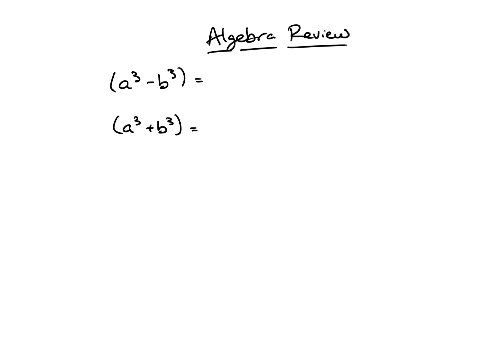And so I have a cubed minus b cubed. Does anybody remember what it factors to? It actually factors to a minus b, that quantity, times a squared plus ab plus b squared. And then if you have a cubed plus b cubed, that's a sum of cubes. That actually factors to a plus b times a squared minus ab plus b squared.